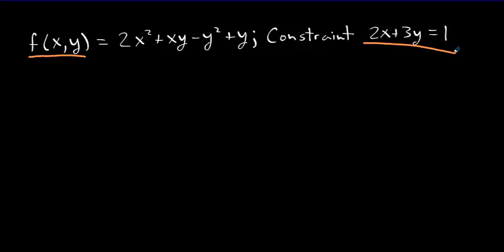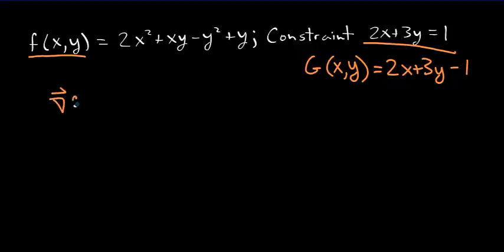Now remember how this works. I'm going to name this constraint. I'll set it up as a level curve, like that. And then we have, of course, our f of x, y. And remember how it goes. It goes the gradient of f equals lambda times the gradient of g.